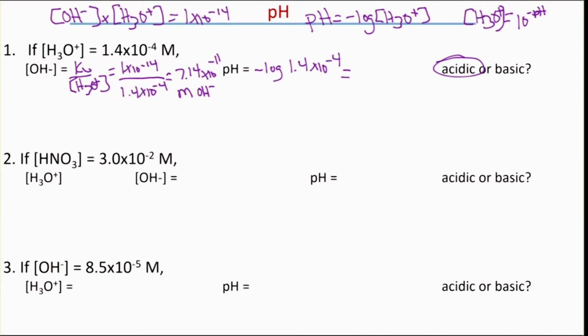And when I solve this, I get 3.85. Since this pH is less than 7, another way to say it's acidic. All right, the second one.